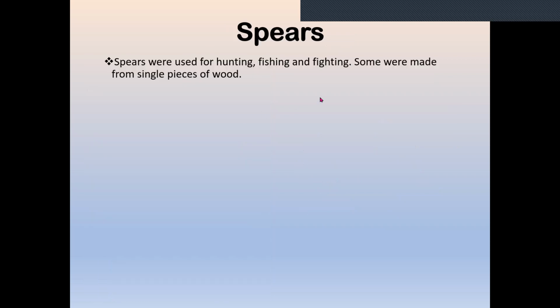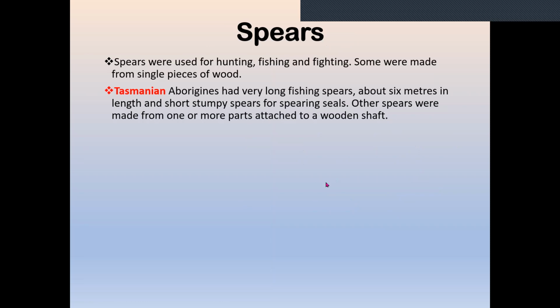Spears were very useful for hunting, fishing, and fighting, and some were made from a single piece of wood, but it depended on where you were in the country. So Aborigines had very long spears, about 6 meters, for fishing, but for seals, they used short, stumpy ones that could get up close to them. Others were made from, oh gosh.